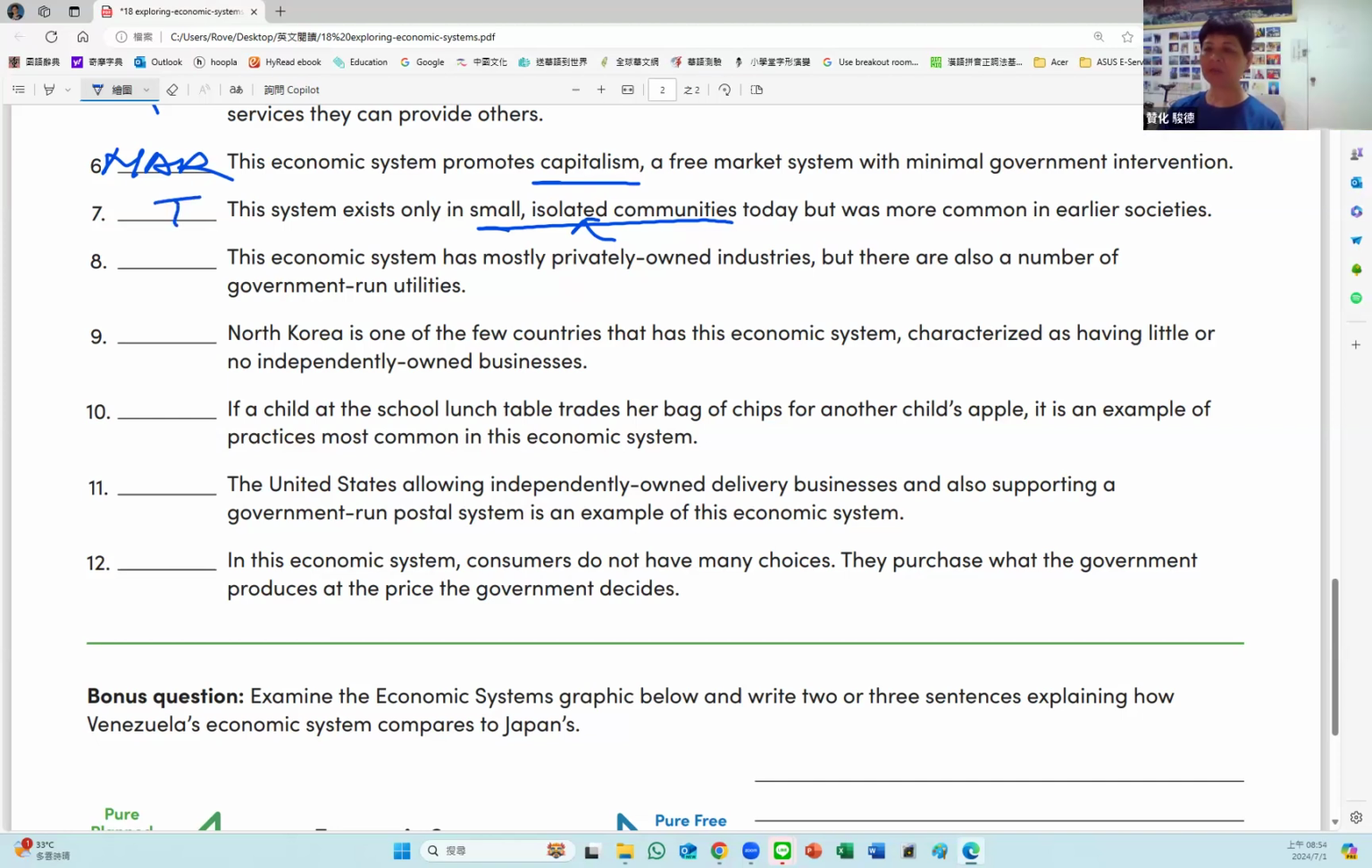Number 8, Rudy. This economic system has mostly privately owned industries, but there are also a number of government-run utilities. Utilities. Okay, so which system is this one? Mixed market. Yes, mixed. You have privately owned and you also have government owned. Very good. Number 9, Fang Fang.